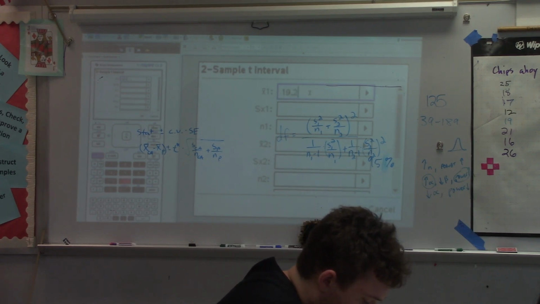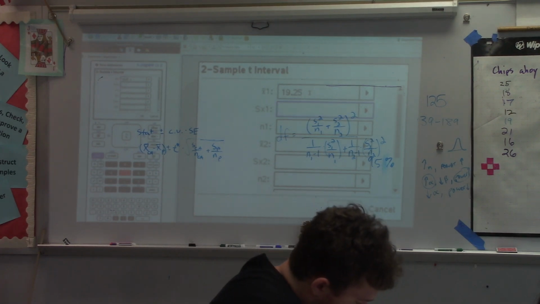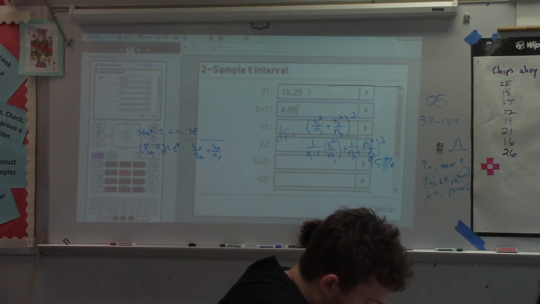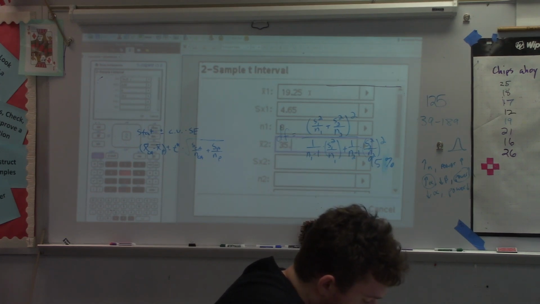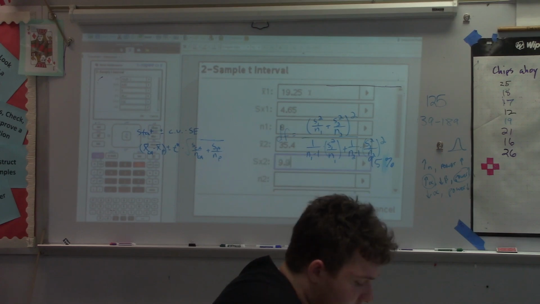19.25. What was that standard deviation? 4.65. Sample size? 8. What was that, 30 something? 35.4. Yep. Said 9 point something? 9.91. Oh, wait, we got 10.